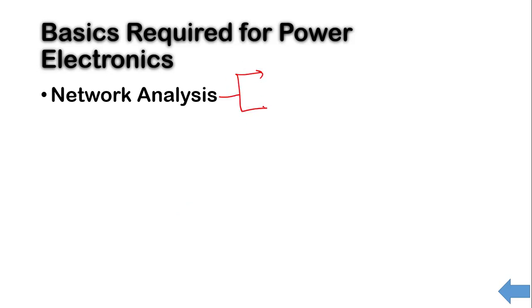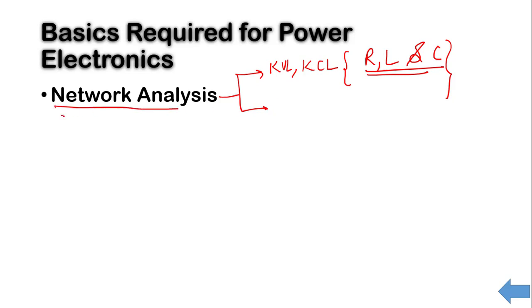So let's see now what are the basics required for power electronics. Means if you are a student in electrical engineering, what basics you require. First, network analysis is important. In your first year or second year, you have gone through several courses on network analysis. In network analysis, basically you require KVL, KCL, and the basic knowledge of elements like R, L, and C. Any power electronic circuit is a network of switches, R, L, and C, so for analytical purposes you would require the knowledge of network analysis.